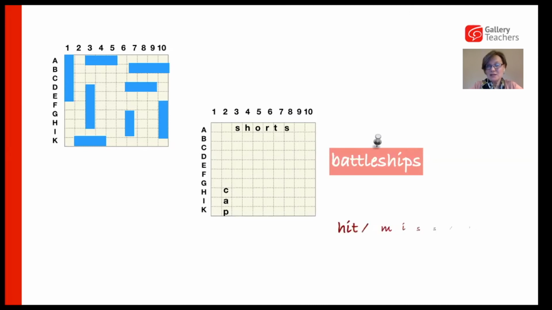Another thing that is very useful when you use this game is the language that you use to play it. Because it's a popular game, it's played in English-speaking countries as well. So when the students know how to say it in English, like hit, miss, hit and sunk, in this case it will be all functional language that they can learn on how to play this game.